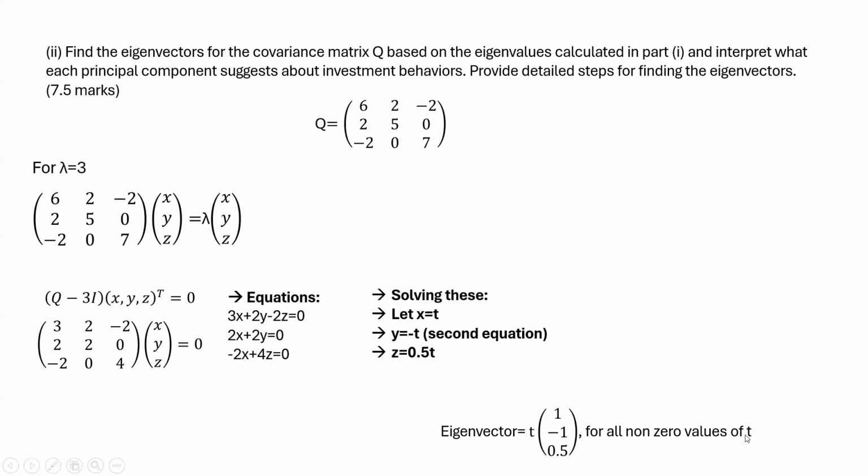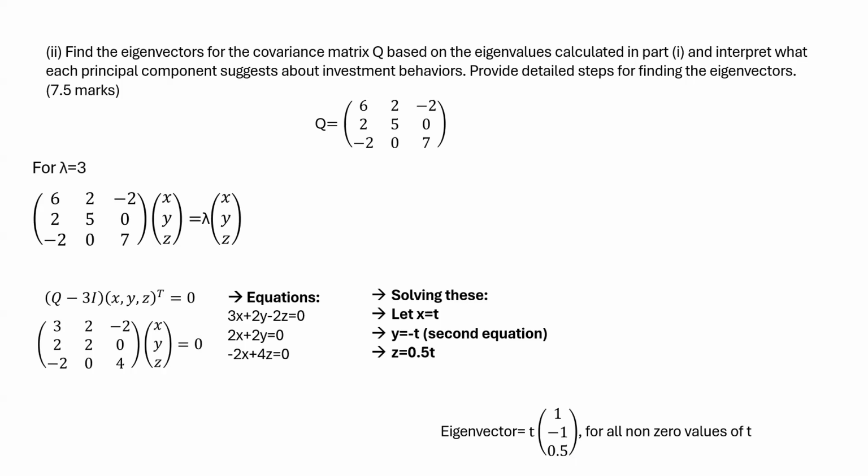And then you have to put this statement here. It's important to put that in for all non-zero values of t. It means that t could be anything, could be 5. If I put 5 here, this will become 5, minus 5, and then 2.5. That's another eigenvector of this.